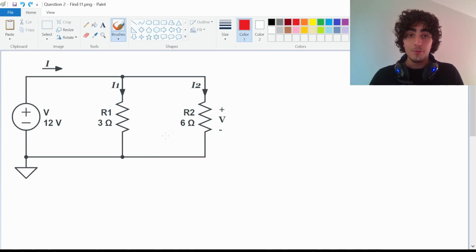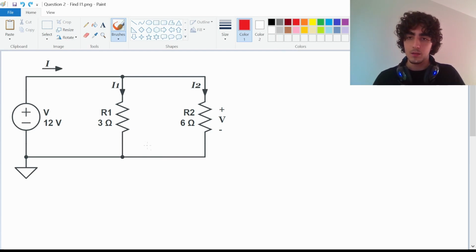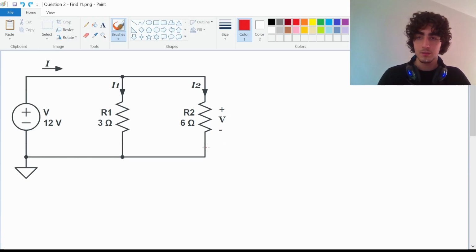All right, so here we have a parallel circuit. Now we know that this circuit is a parallel circuit because the two resistors are in parallel. Now if you remember, in a series circuit, the current flows exactly the same throughout the entire circuit. So nothing changes regarding the current, but it is the voltage that's divided. Hence why a series circuit is also called a voltage divider.